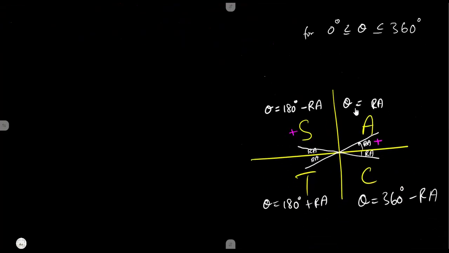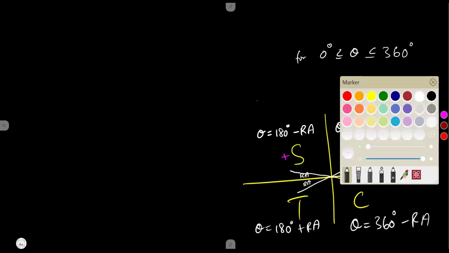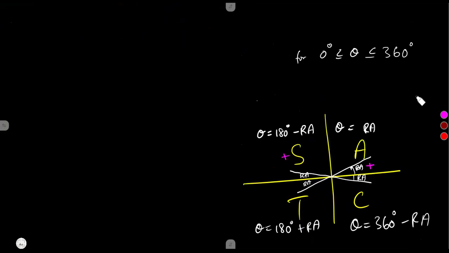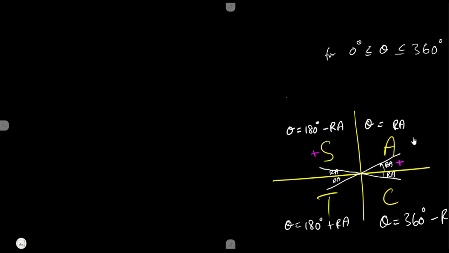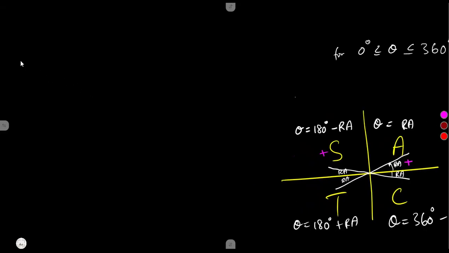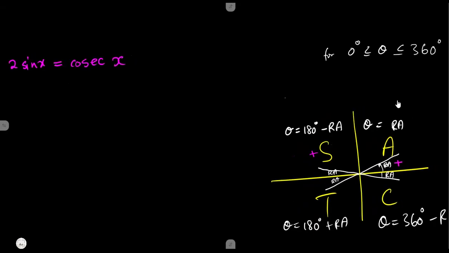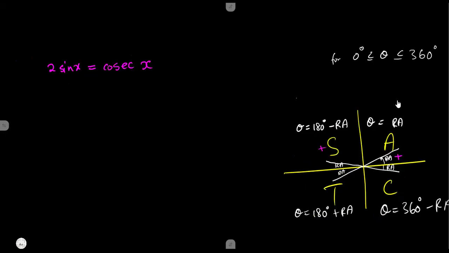All right, so for the same interval from 0 to 360 degrees, let's say we're being asked to solve with the same concept. It is not always that these questions are direct. Sometimes we must use the concept of trigonometric identities. Let's say we're given 2 sine of x is equal to cosec of x, from 0 to 360 degrees, and we want to find the exact values of x.